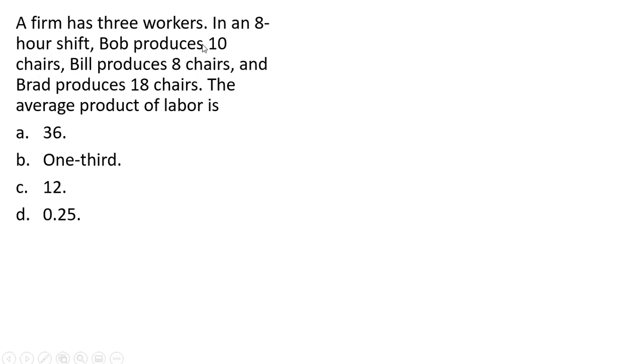A firm has 3 workers. In an 8-hour shift, Bob produces 10 chairs, Bill produces 8 chairs, and Brad produces 18 chairs. The average product of labor is... Well, the average product of labor is output divided by the number of workers. We have 3 workers, and in total, these workers are producing 36 units of output. 10 plus 8 plus 18 is 36. So if we take 36 and divide it by 3, the average product of labor is 12. The correct answer here is C.